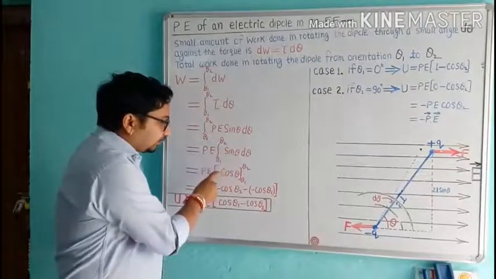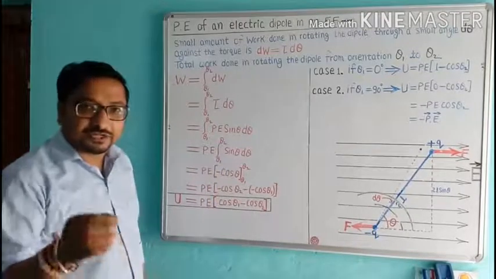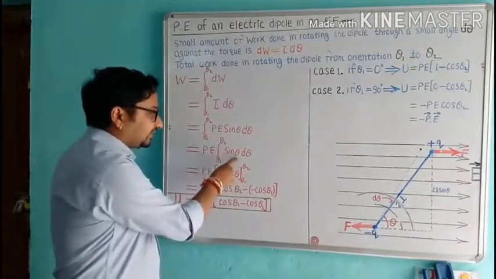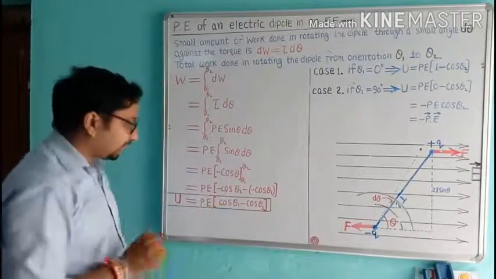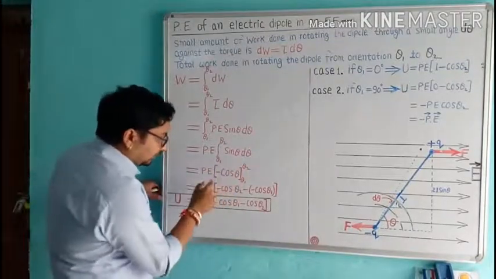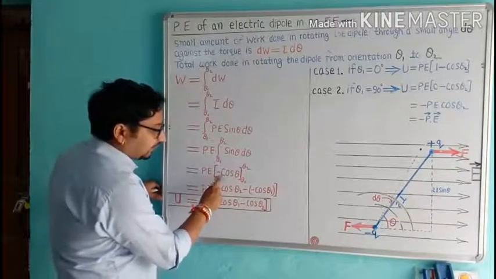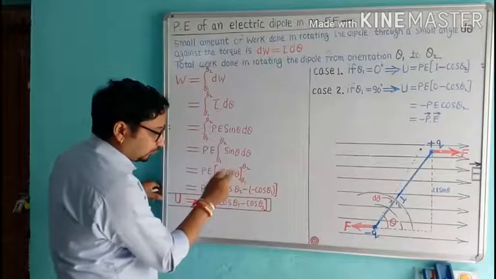Now from maths, this is a mathematical formula: integration of sin theta is equal to minus cos theta. So we get P E in bracket minus cos theta, from theta 1 to theta 2.